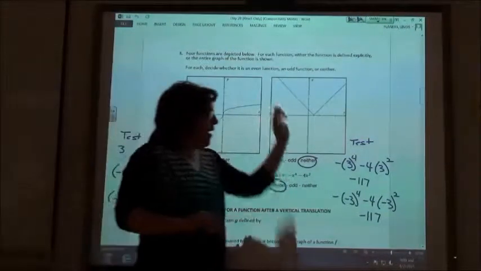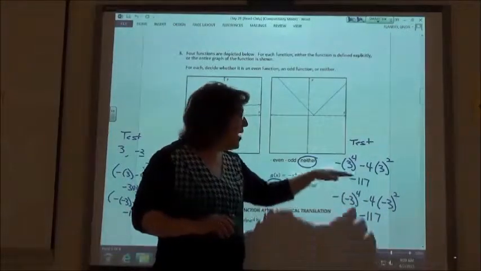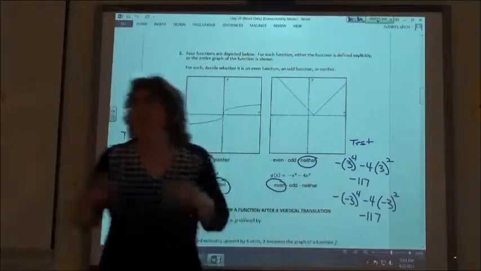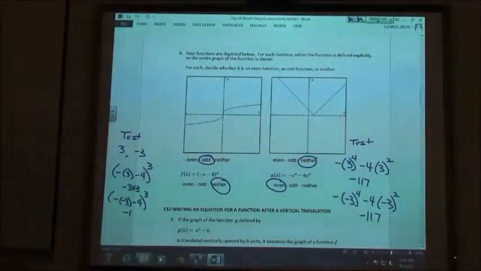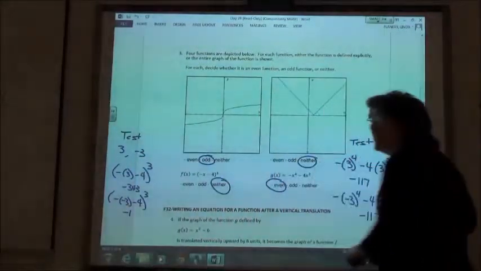So, even, you'll have the same numbers. Odd, you'd have opposite. So one would come up to 117 and one would be negative 117 or something like that. Neither, you just get nothing in common, just 2 random answers. So that's how you test if you're not sure if it's even or odd.